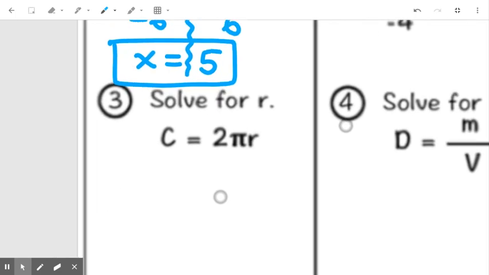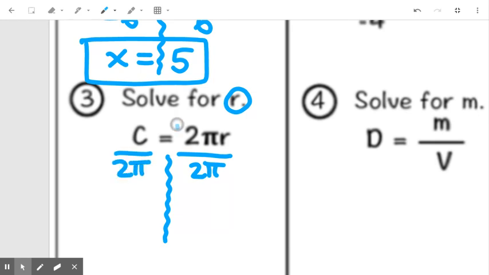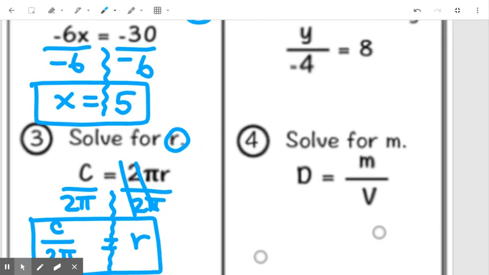The one down below it where it says solve for r, you'll notice on the right side, I am multiplying 2 and pi times r. So I'm going to divide by 2 and pi, and then the 2 and the pi are going to cross out, and that leaves me with r equals c over 2 pi. And we just leave it rearranged like that. So all we're doing is rearranging these.